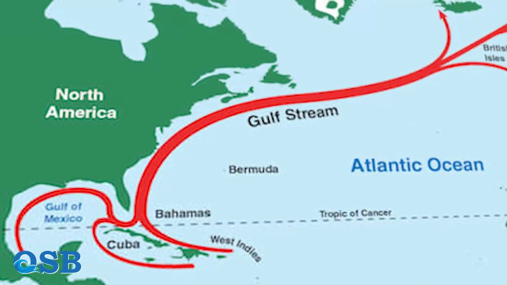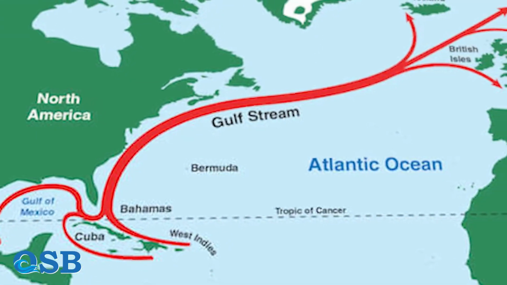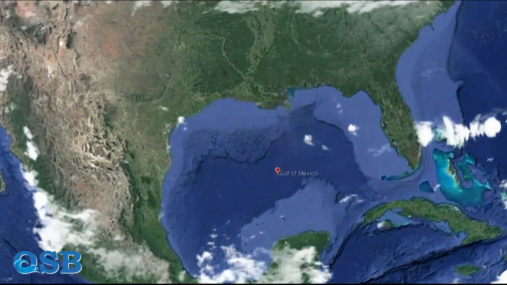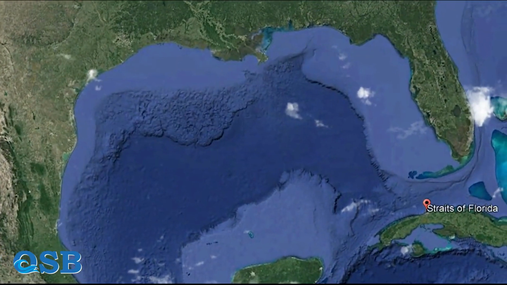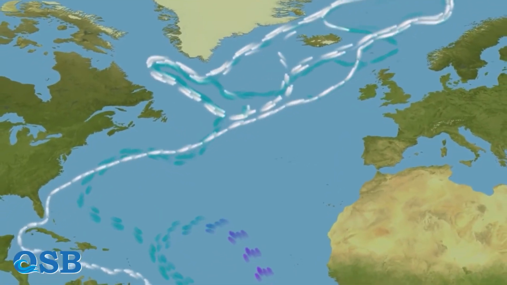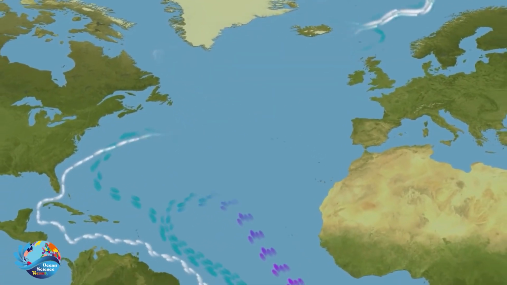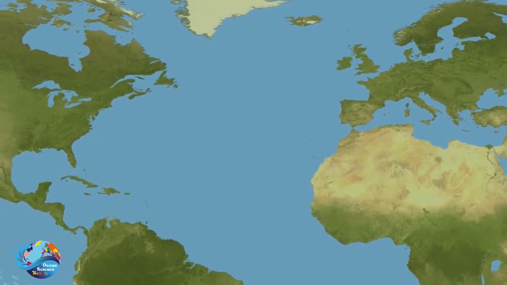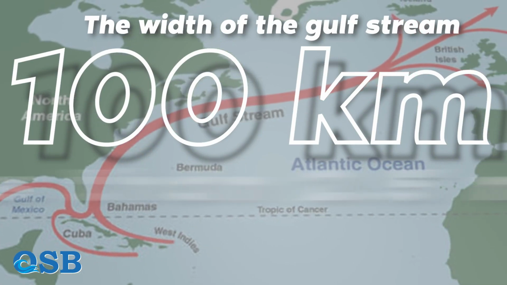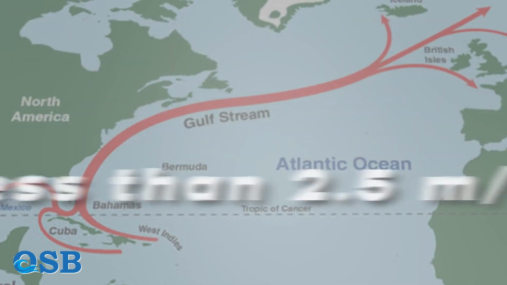Among all ocean currents, all of us are familiar with the Gulf Stream. This is a warm and swift Atlantic Ocean current that originates in the Gulf of Mexico and flows through the Straits of Florida. This current moves up the eastern coastline of the United States and moves toward northwest Europe as the North Atlantic Current. The width of the Gulf Stream can be 100 km with a speed of roughly less than 2.5 meters per second.